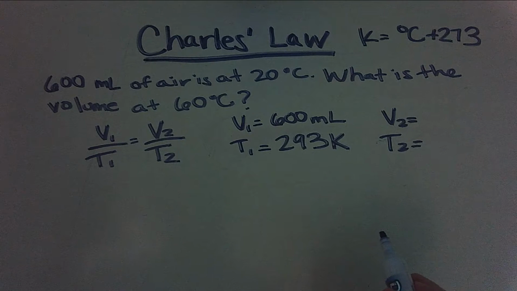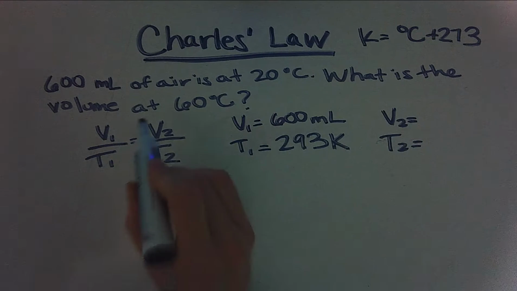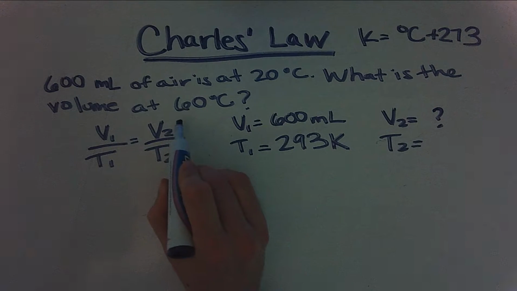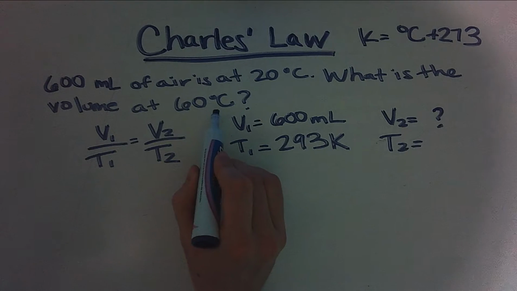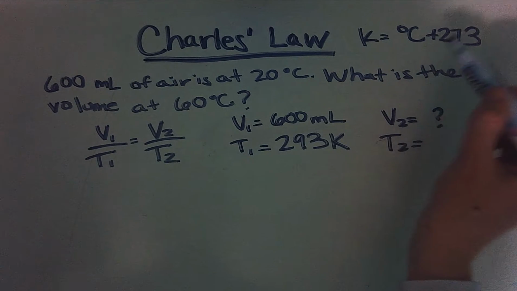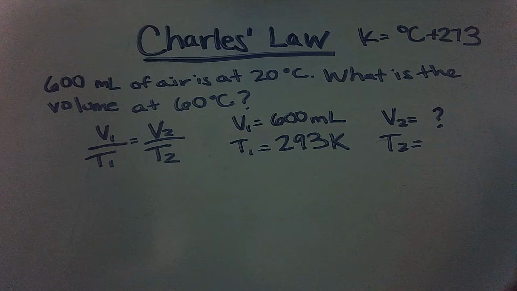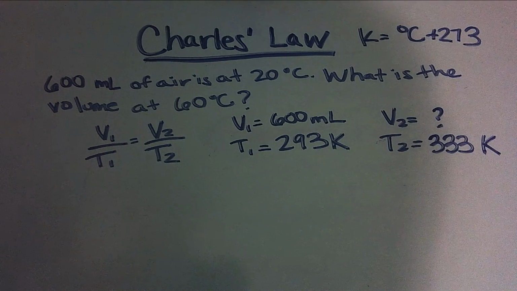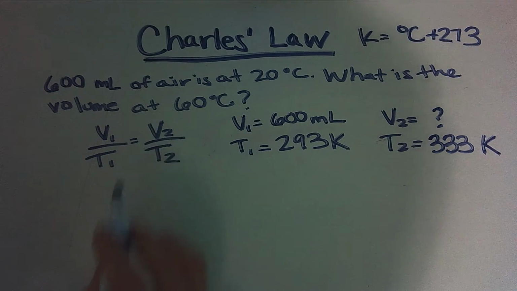Now I'm asked, what is the volume? So that means I don't know this yet. At 60 degrees Celsius. Now, same thing as before. I need to convert that to Kelvin. So 60 plus 273 is 333 Kelvin. Now I'm going to plug into my equation.